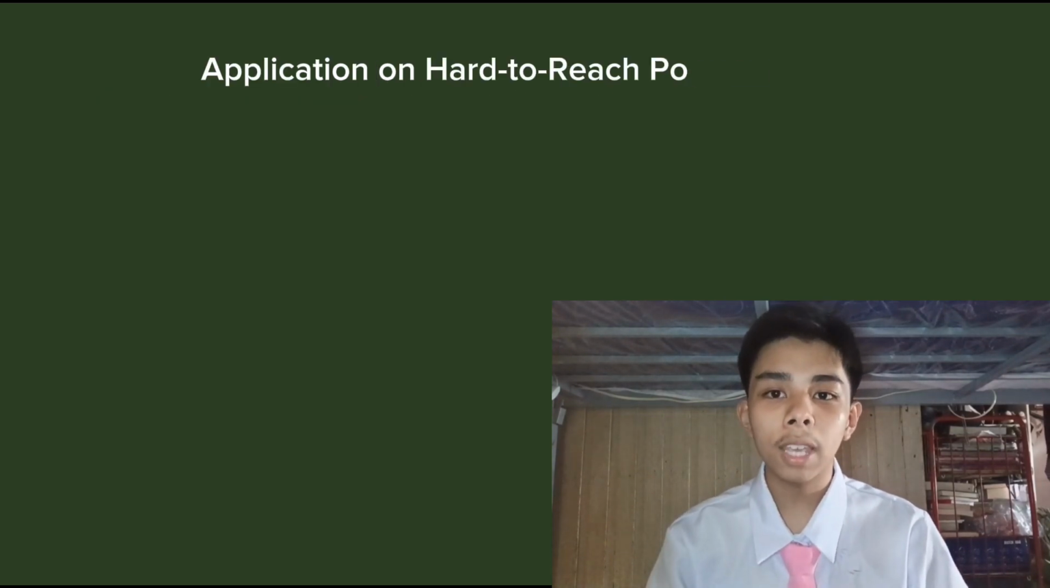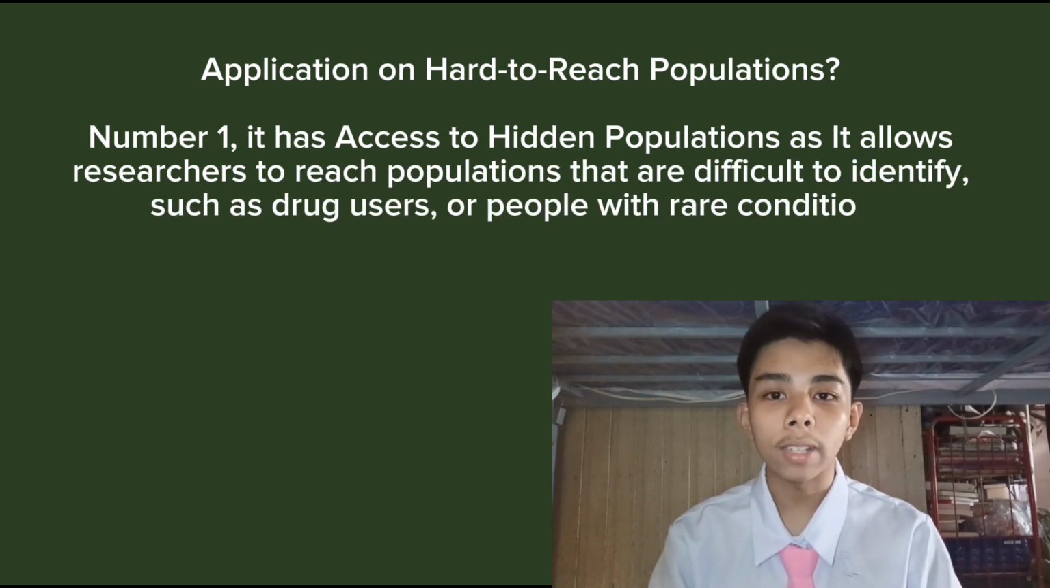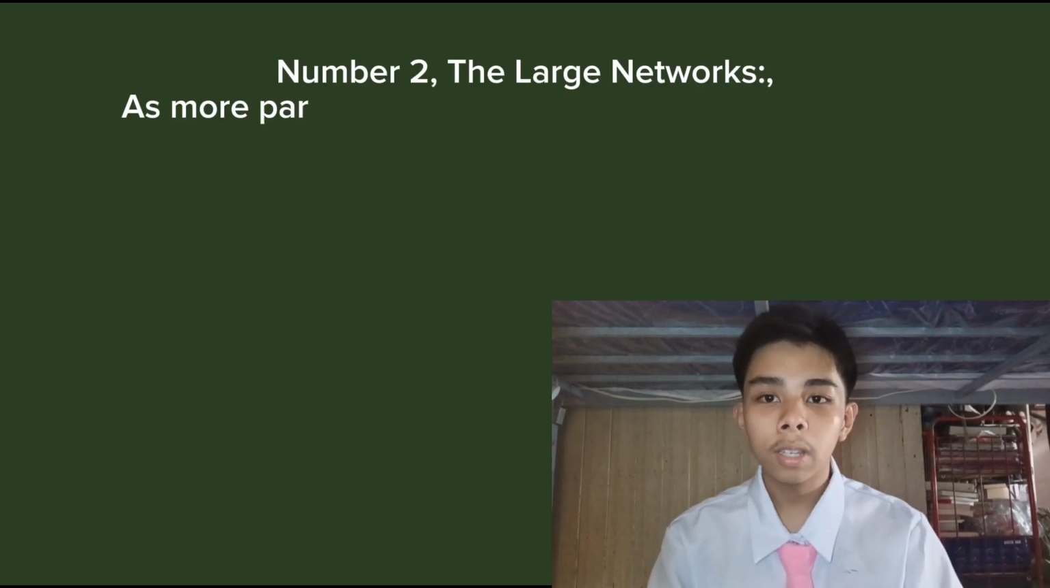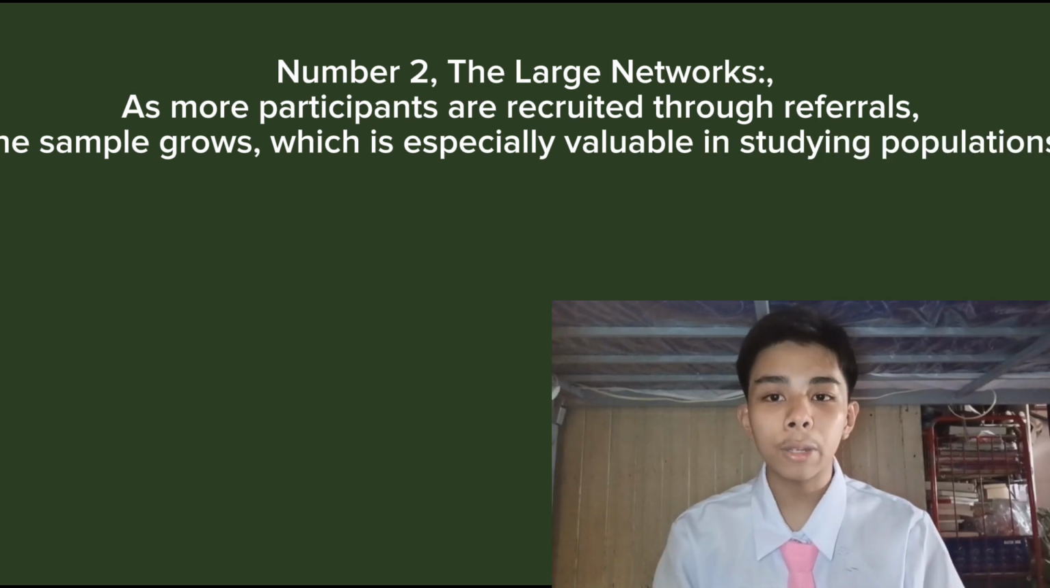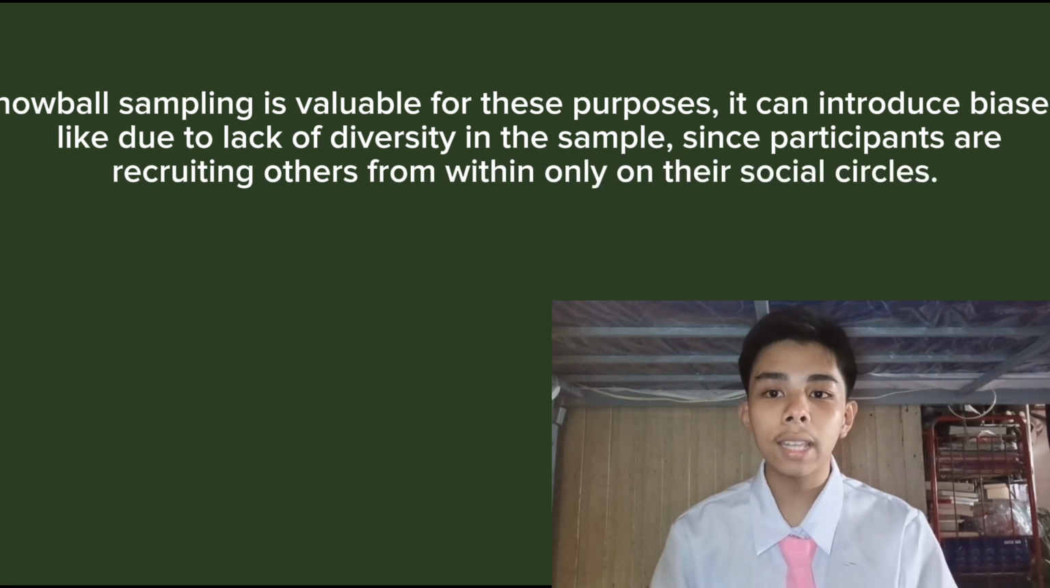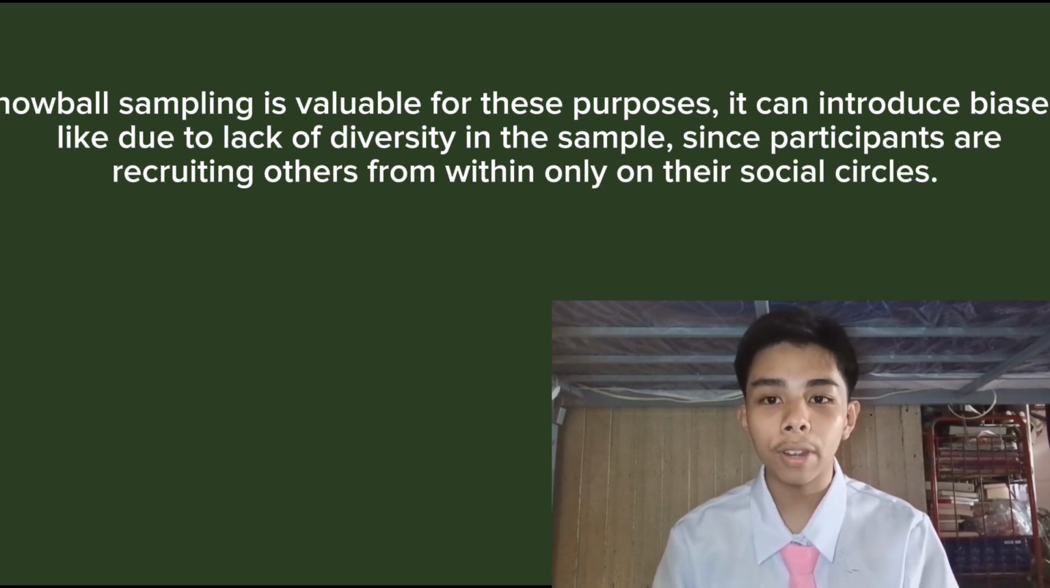Now, what are its applications on hard-to-reach populations? Number 1, it has access to hidden populations as it allows researchers to reach populations that are difficult to identify, such as drug users or people with rare conditions. Number 2, large networks. As more participants are recruited through referrals, the sample grows, which is especially valuable in studying large populations. However, while snowball sampling is valuable for these purposes, it can introduce biases due to lack of diversity in the sample, since participants are recruiting others only from within their social circles.